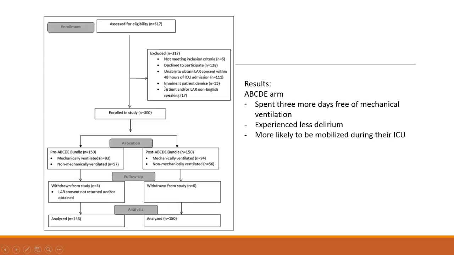They enrolled their patients and broke them down to the 2 arms. They included both mechanically and non-mechanically ventilated patients in this study. And they found that patients were liberated from the vent sooner, had less delirium, and were more likely to be mobilized by the end of their ICU stay in the intervention arm.